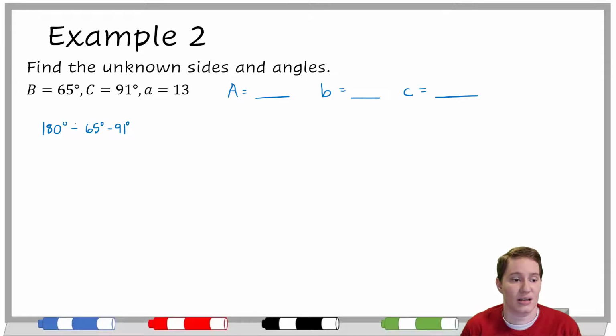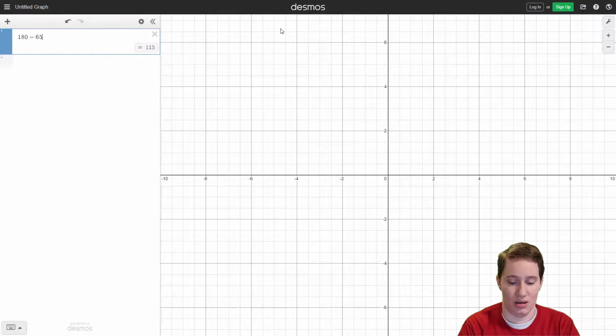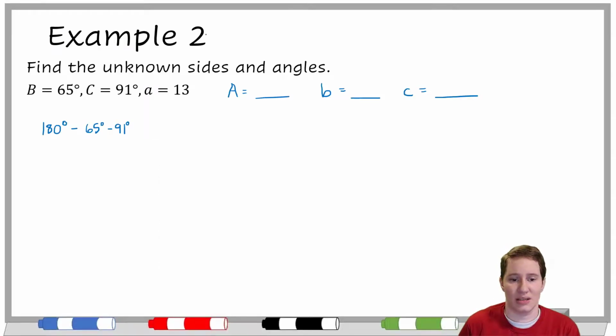It's a shame that's 91 degrees instead of 90, or this would be a right triangle and we wouldn't have to do law of sines. We could just do good old, what we used to do with sine, cosine, and tangent. So, 180 minus 65 minus 91 is 24.